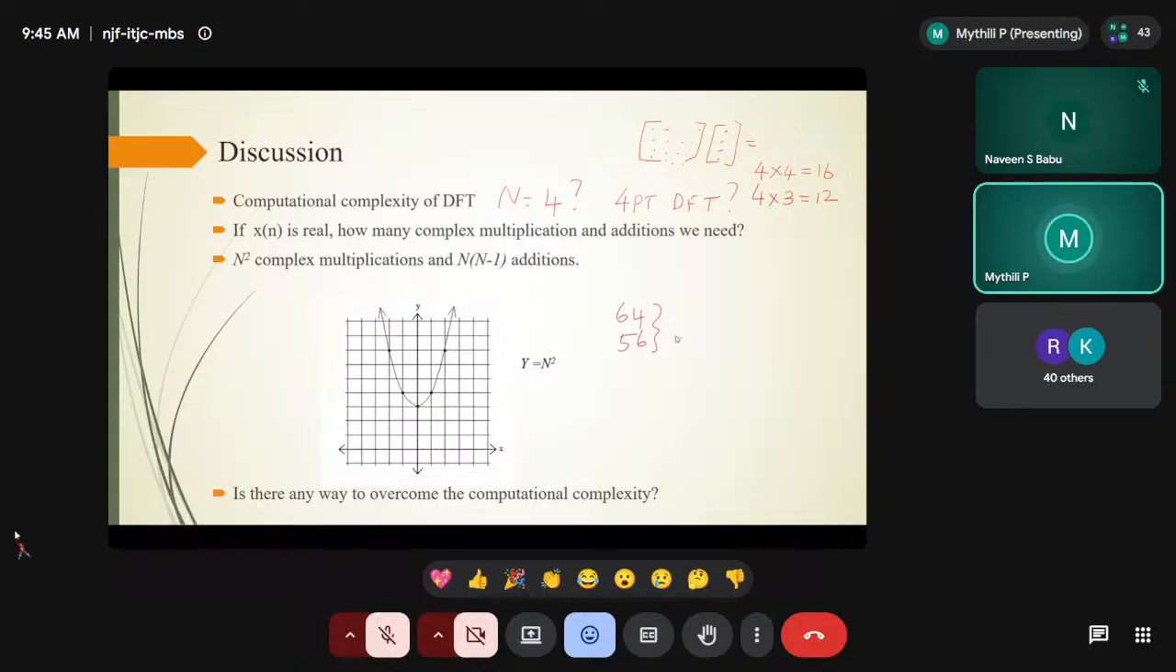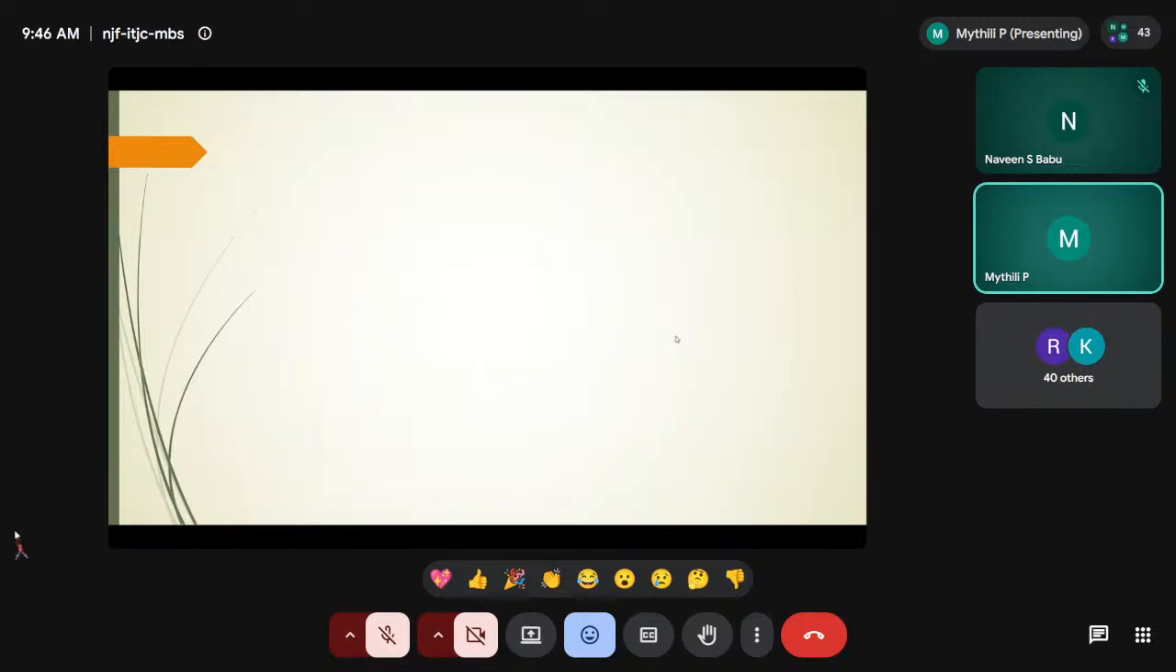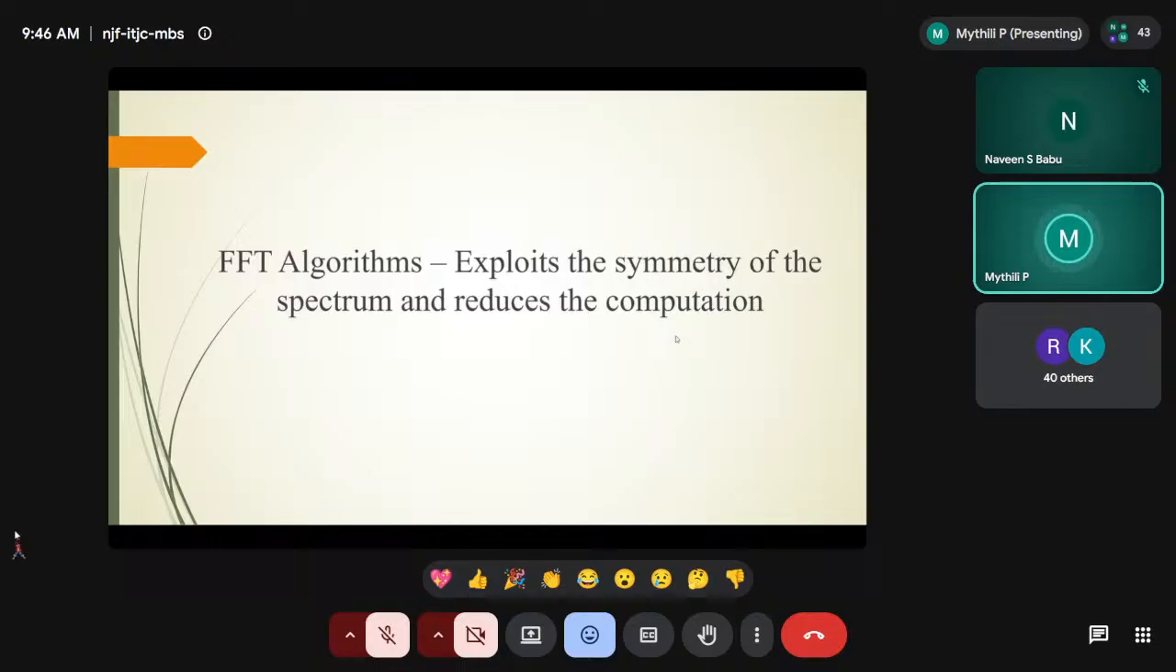So how do we overcome this computational complexity? That's the question in front of us. The solution is to use FFT algorithms, fast Fourier transform algorithms. They are used to compute the DFT of any given sequence.